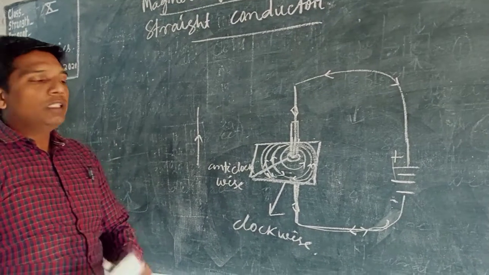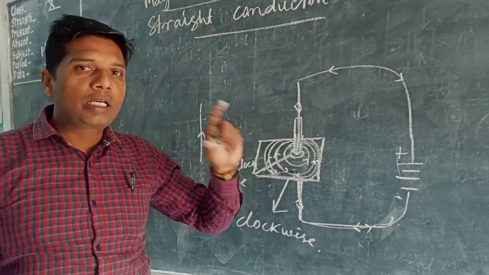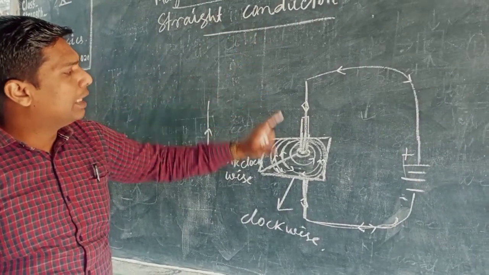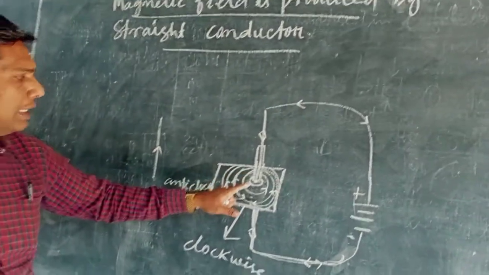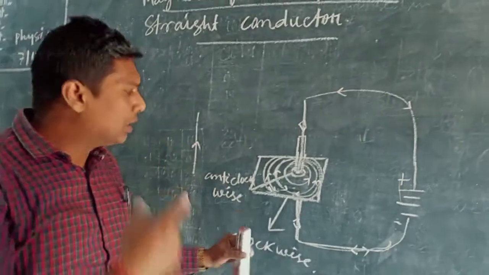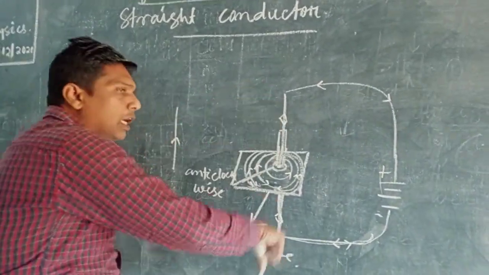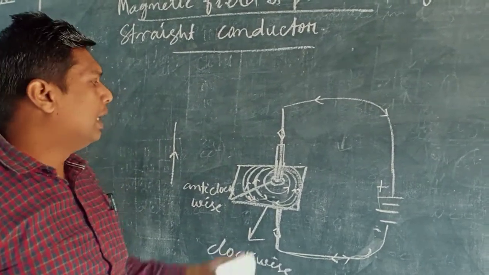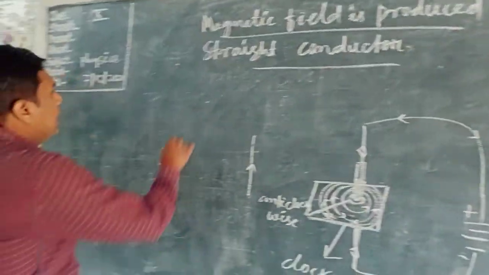That means in this straight conductor, when current passes in the upward direction, the direction of magnetic field lines is anti-clockwise, and when current passes downward, the direction of the magnetic field is clockwise. And another thing, the current and magnetic field.